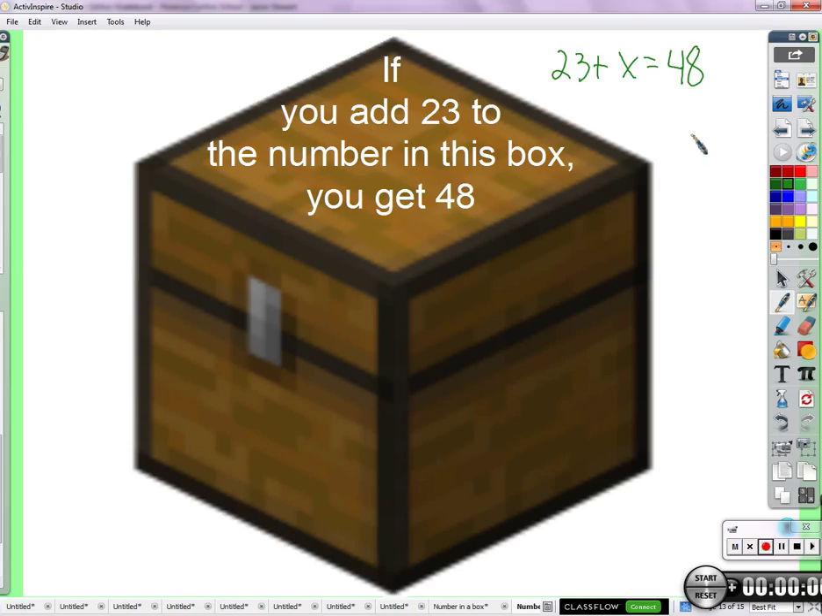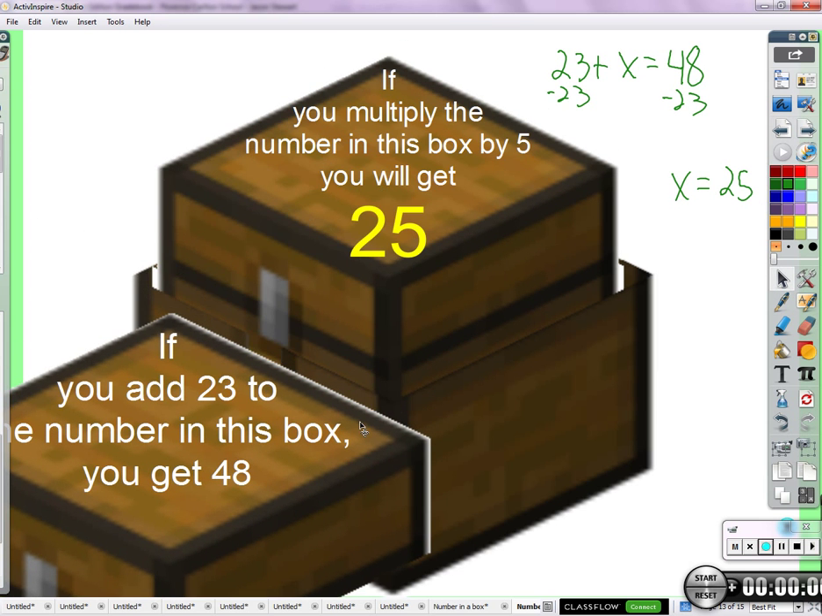Okay, so figure out what number's in this box. How do we do so? Well, we minus 23. X equals 25. Okay, so we go look and see if we're right. Well, we are right, but it turns out that this 25 is what you get if you multiply the number in this other box by 5. If you multiply the number in this box by 5, you get that 25.